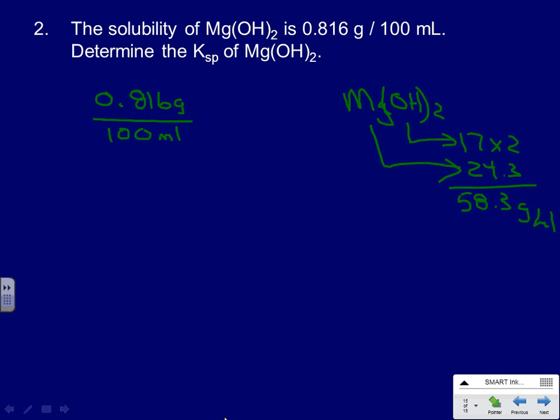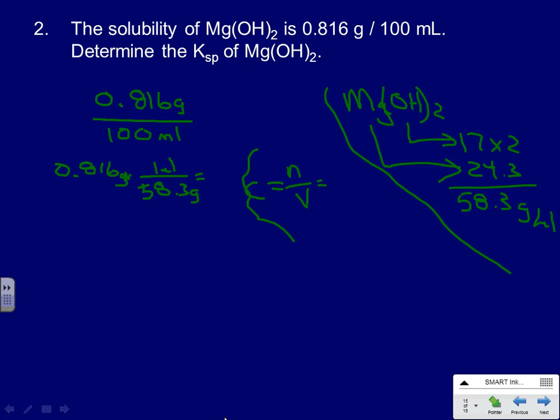grams per mole. I like to do the C equals N over V, right? You know, that's the one that we've done, because now I'll convert that 0.816 times 1 mole over 58.3 grams. And I am running out of space here. Terrible. And then that's going to be over 0.100 liters. I'll take the N when you get it, and then I'll take the C when you get it.